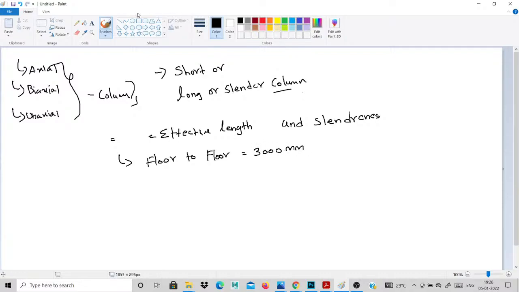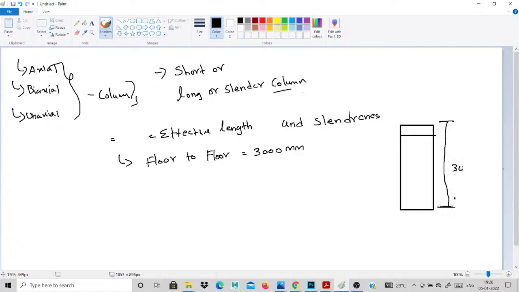I simply draw this one rectangular. This is our floor, and this is our beam also. This is the next floor. This height is 3 meters, the floor height, including beam and slab also.